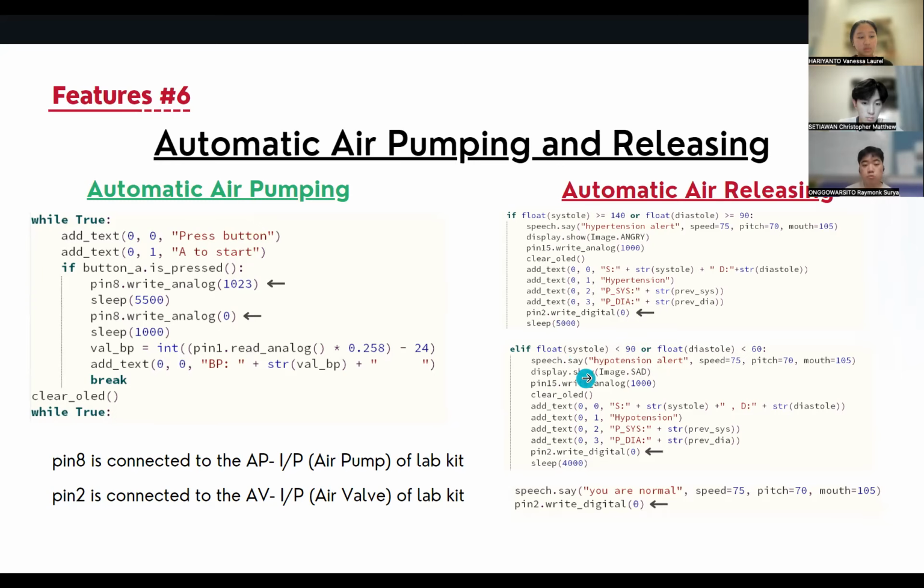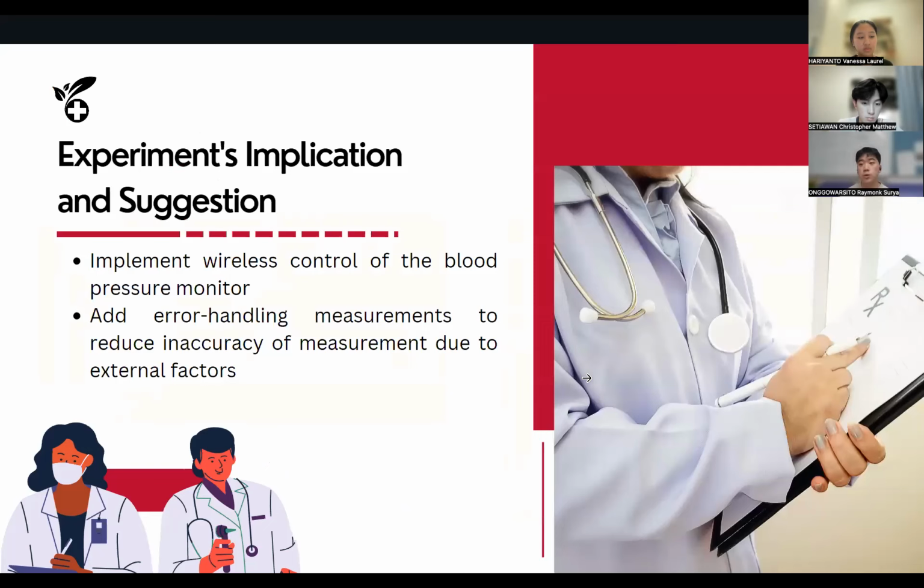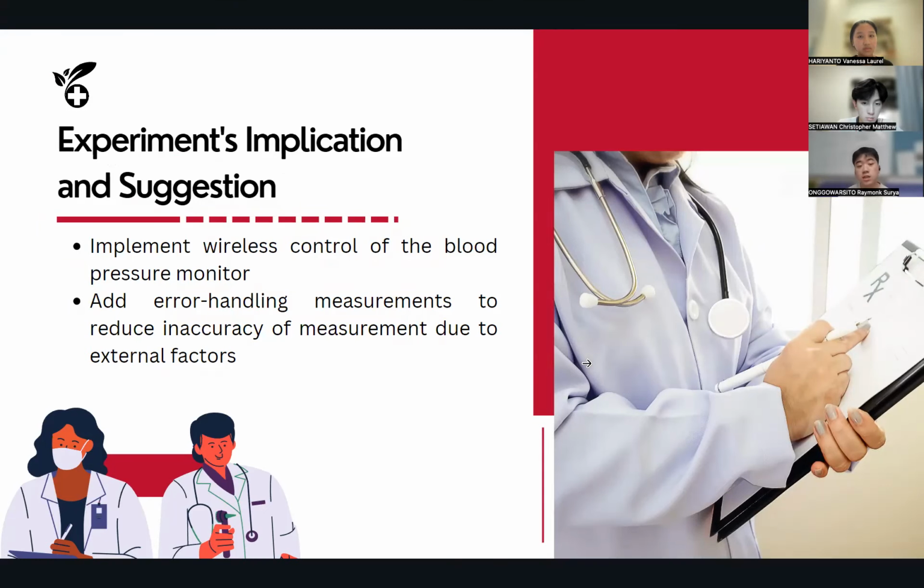After this experiment, we have several suggestions for people who want to pursue or continue the system to improve its overall functions. One of which is to implement wireless control of the blood pressure monitor. Second is to add error handling to reduce inaccuracy of measurement due to external factors such as unnecessary movements from the arm that is being tested on. And the third one is to compute heartbeat and detect systole and diastole manually.